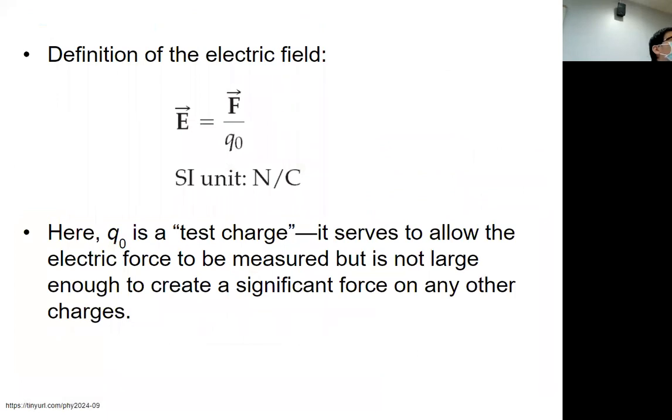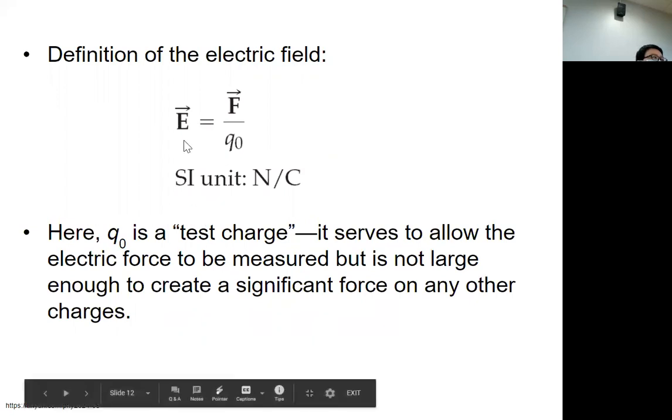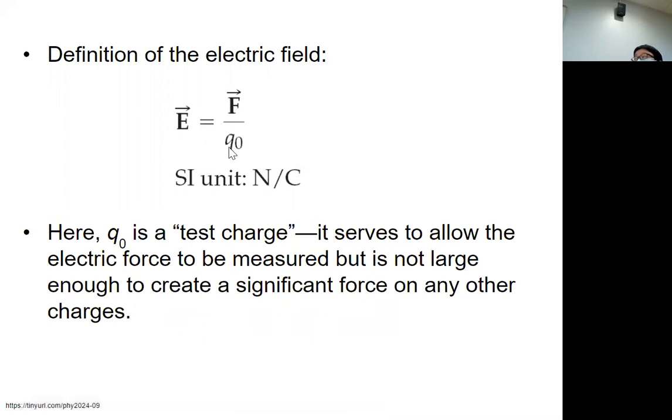All right, so according to the definition, F equal to Q times E, then E is equal to F divided by Q naught, okay? Now, force is a vector, so you should write this in vector form. Electric field is then also a vector, okay? So E is also in vector form, because force is a vector and Q naught is a scalar quantity. The SI unit for electric field is newtons over coulombs. Newtons comes from force, coulombs come from the charge, okay?